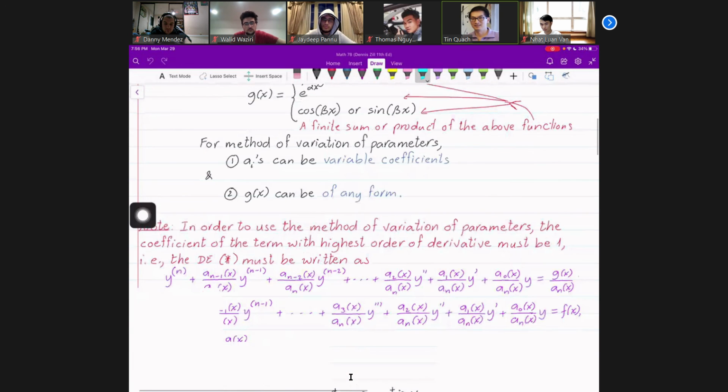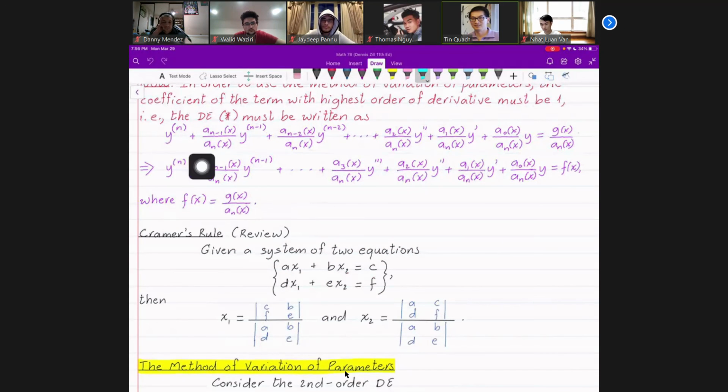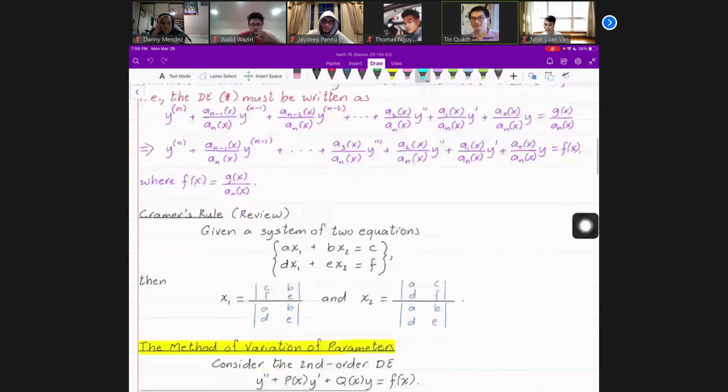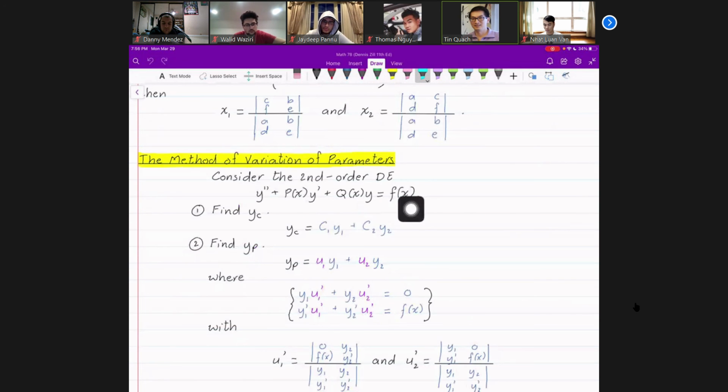Okay, so like this. You have to divide that to the other side. Once you divide it to the other side, then everything on the other side is your f of x. So you make sure that it is a 1 right here, and then everything on the right is going to be f of x.